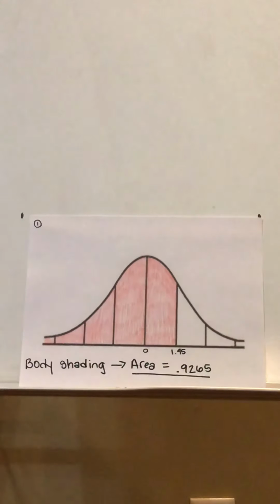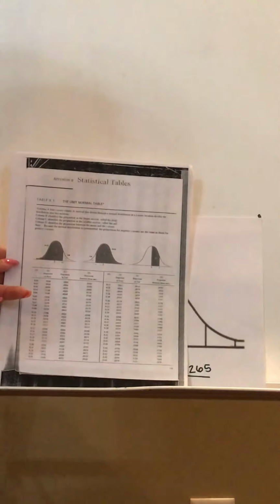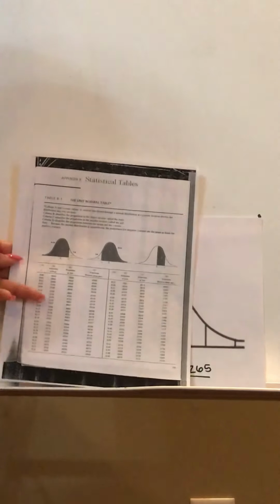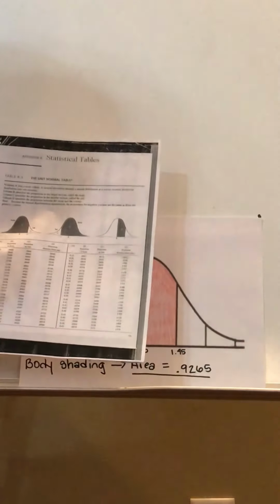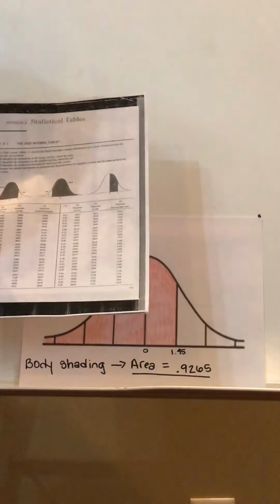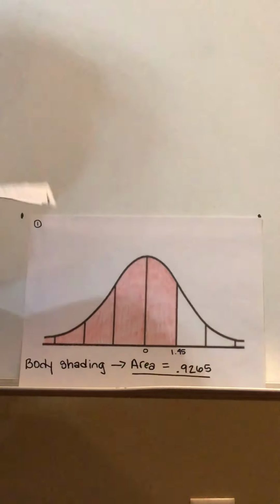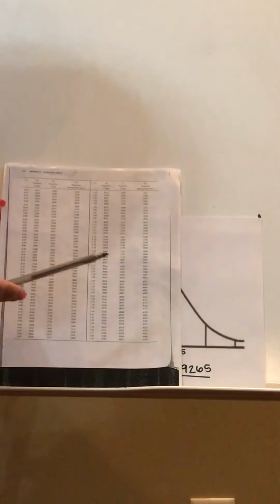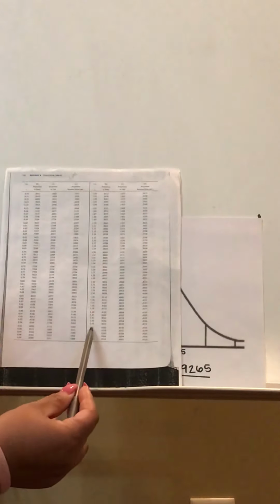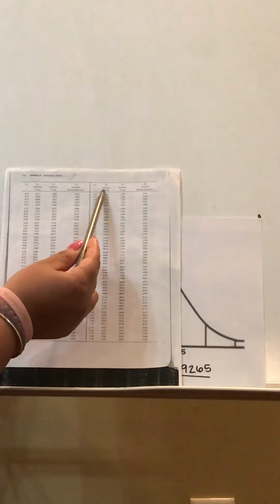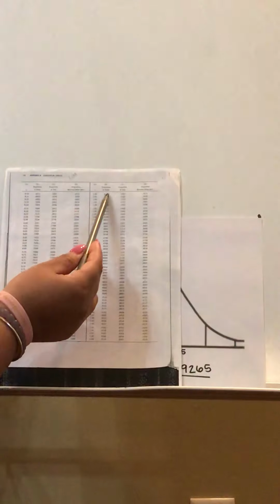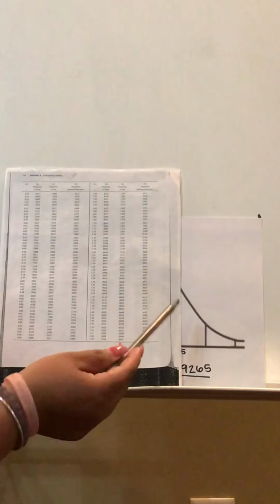So if I want to find the area of that red shaded area, you're going to go to your chart. This is what I uploaded on Canvas for you to print off. Under the first column, you're going to see Z. You're going to look for 1.45. It's 4 pages, so make sure you flip. It should be on the second page. The second column after Z says portion in the body. That's a body shade.